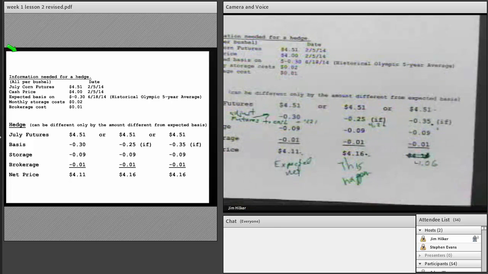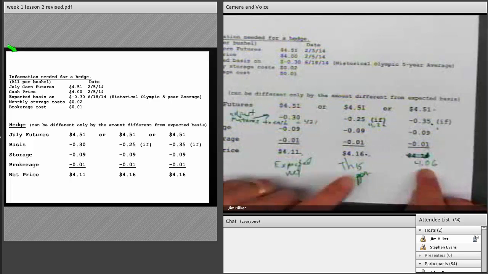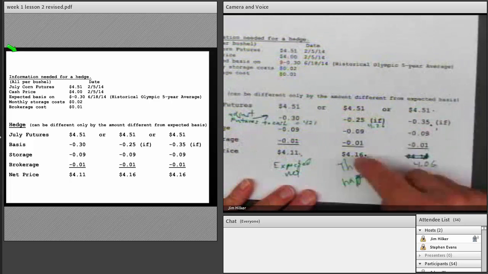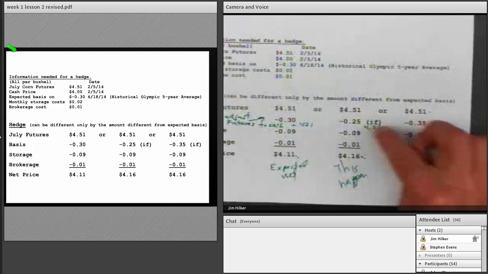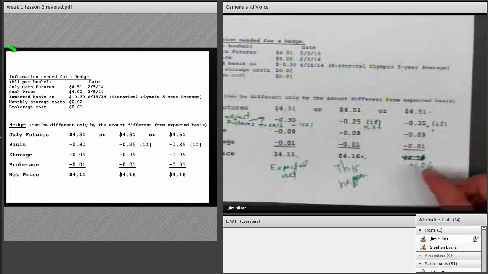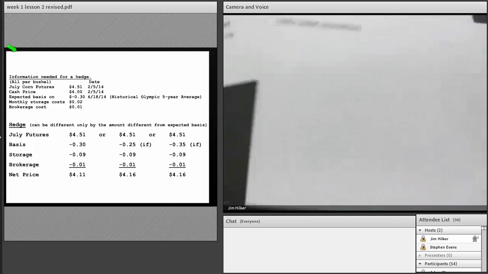I just want to tell you some right now, and we'll go into it in detail a little later. The other nice thing about a hedge is we don't always hold it for the whole period. Why are we in a hedge? We're in a hedge because we expect the basis to strengthen when our storage is only 9 cents. What do you think it ought to be? What if we were going along?